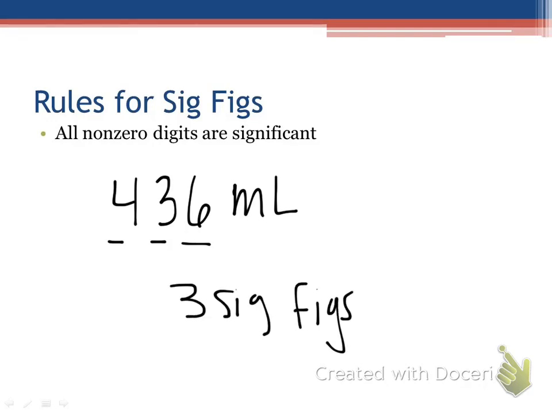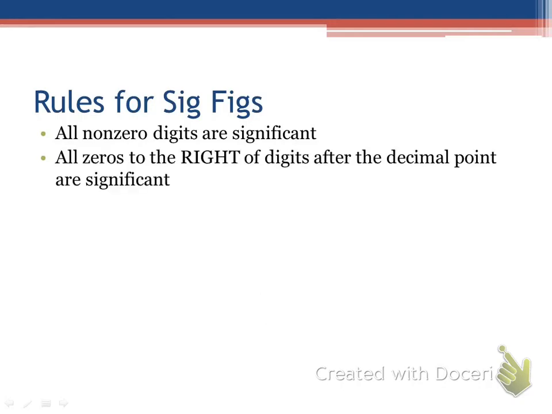You will have to be able to identify how many significant figures are in measurements, and then we're going to talk about math rules that go with it. But first and foremost, our goal is to determine how many sig figs are in certain measurements. So that's 3. Next rule is where zeros start to get involved. Zeros to the right of digits, to the right of digits after the decimal point, are considered significant.